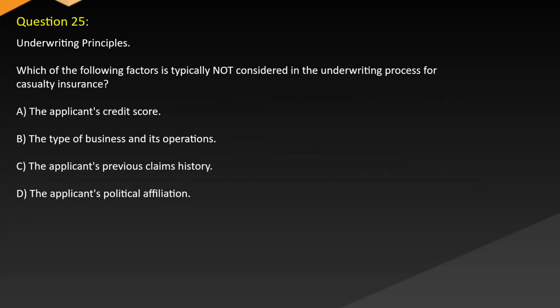Question 25. Underwriting principles. Which of the following factors is typically not considered in the underwriting process for casualty insurance? A. The applicant's credit score. B. The type of business and its operations. C. The applicant's previous claims history. D. The applicant's political affiliation.